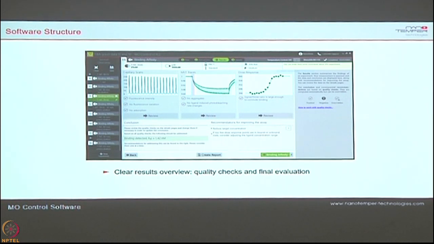If this is not a binding fit, it will tell you to change the buffer, change the pH, or change the protein concentrations. So the software does the assessment automatically, and in a way it is much easier. Of course, as a user, we always know technically what is happening, and by looking at the data we can always assess. But still, the software will help you make a judgment on your analysis. And you always get all the data on a single page.